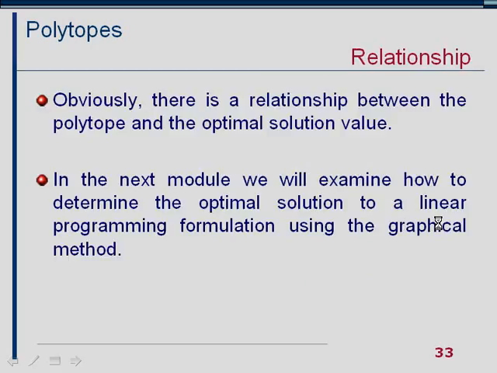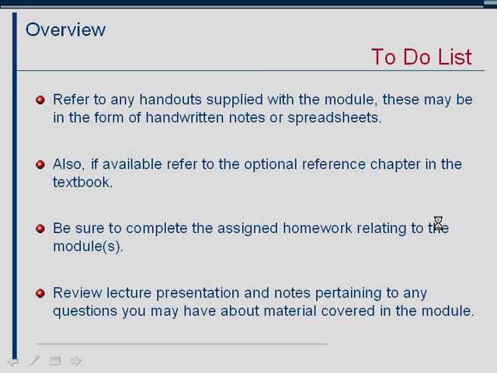Obviously there's a relationship between the polytope and the optimal solution value. So in the next module we're going to examine how to determine the optimal solution to a linear programming formulation using what we refer to as the graphical method. What I would like you to do is refer to any handouts supplied with this module, maybe handwritten notes or spreadsheets. If available, refer to the optional reference chapter in the textbook. Make sure you complete the assigned homework relating to this module, and review any lecture, presentation, and notes pertaining to any questions that you may have about the material covered in this module.